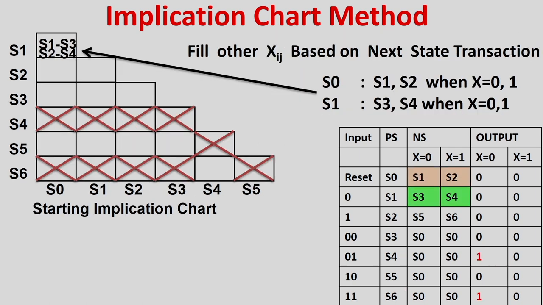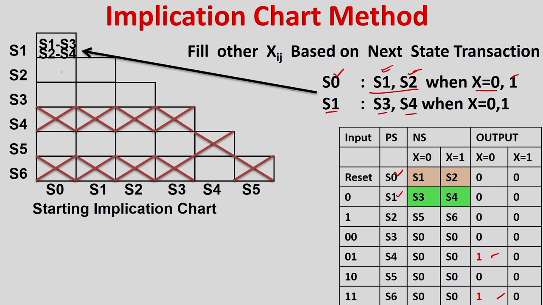So, next stage is to fill other entries based on next state transitions. First, based on the output we have done. Now, for the next state we will do it. Let us take the states S 0 and S 1. For S 0, with input 0 it is going to S 1 and with input 1 it is going to S 2. So, we tabulate the next states for S 0 as S 1 and S 2, and for S 1 the next states are S 3 and S 4. Okay.